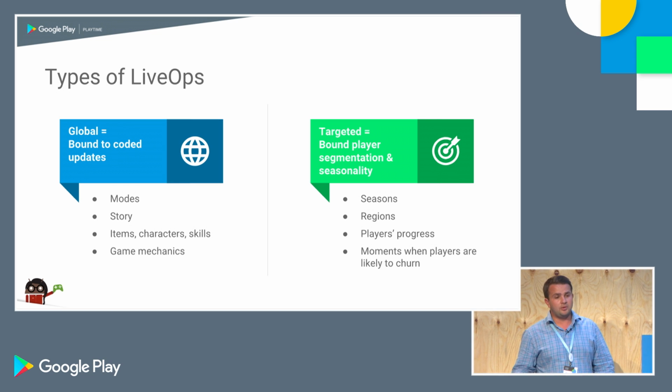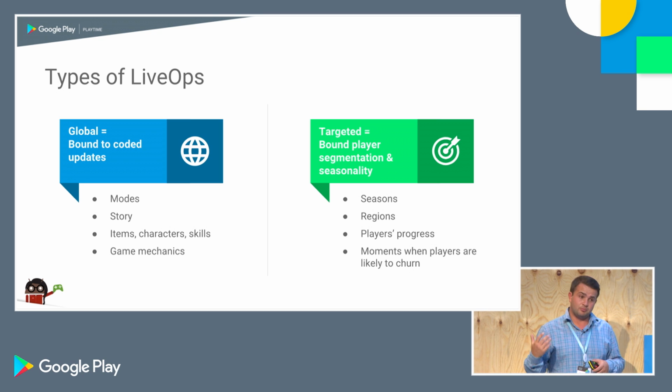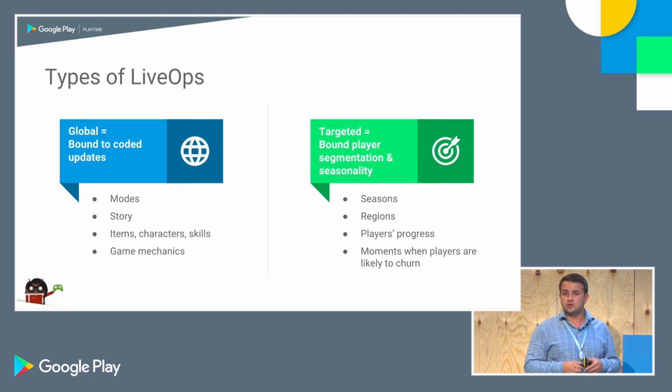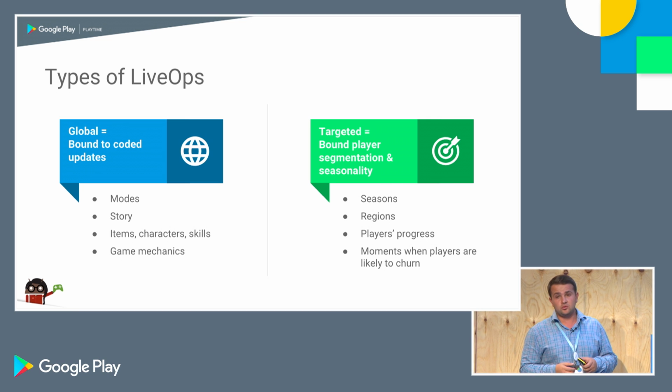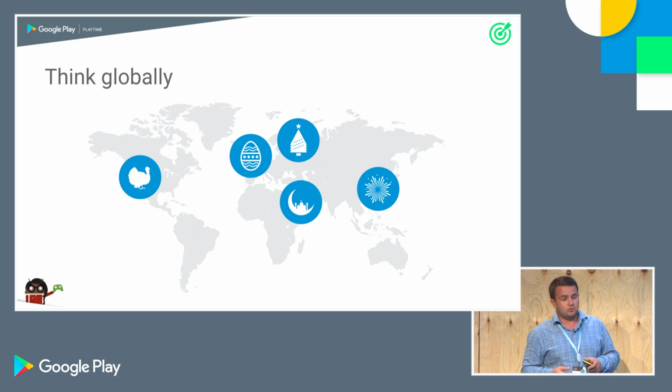Targeted, they are more bound to player groups, right? They depend on seasons, on regions. They also depend on the progress sometimes that players have made in the game. We actually had a very good example half an hour ago. Or to the moments when you think that the players will churn. This is just a small reminder.